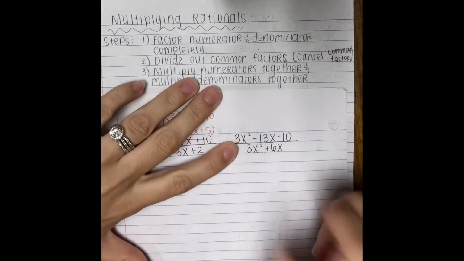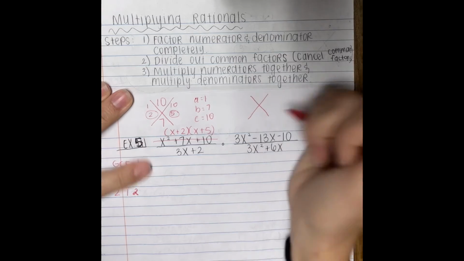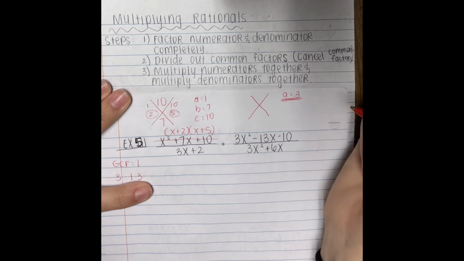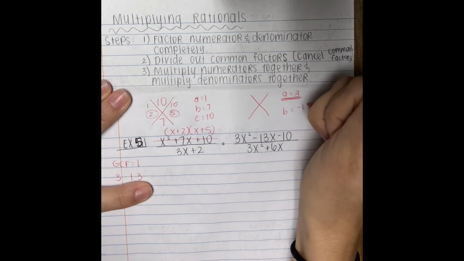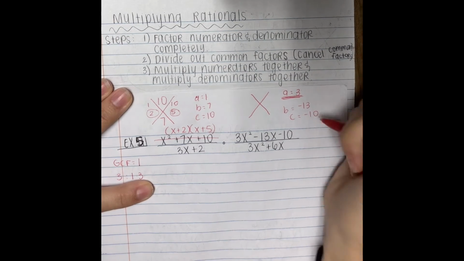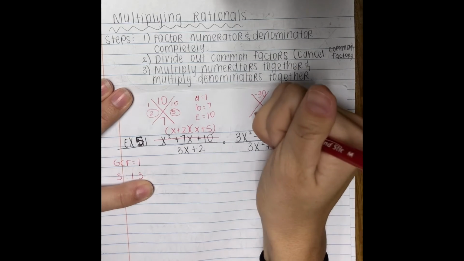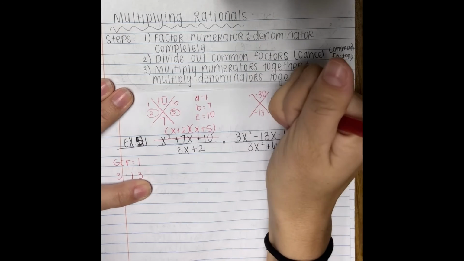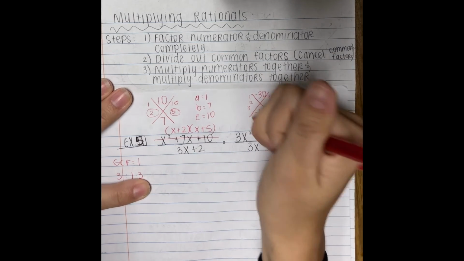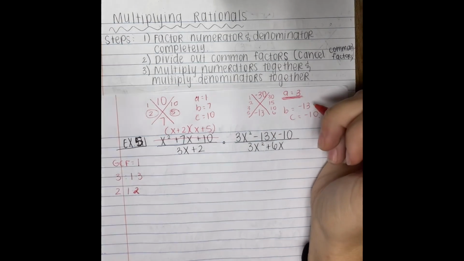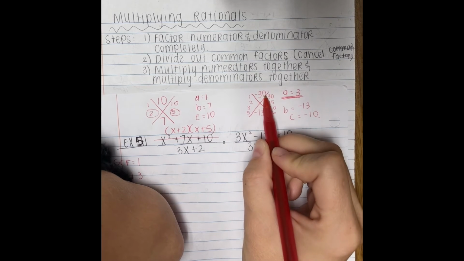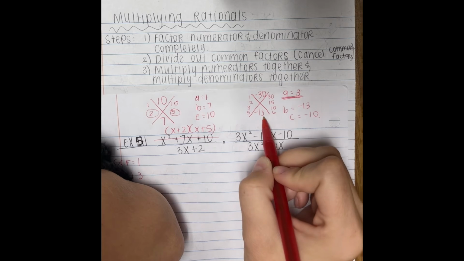Here I have another trinomial, so we're going to do another x box. Notice our a is 3, which means we need to come back to that. B is negative 13 and C is negative 10. A times C, 3 times negative 10 is negative 30, and my B is negative 13. So you have 1 times 30, 2 times 15, 3 times 10, and 5 times 6. They need to multiply to be a negative 30, but then add up to be a negative 13.